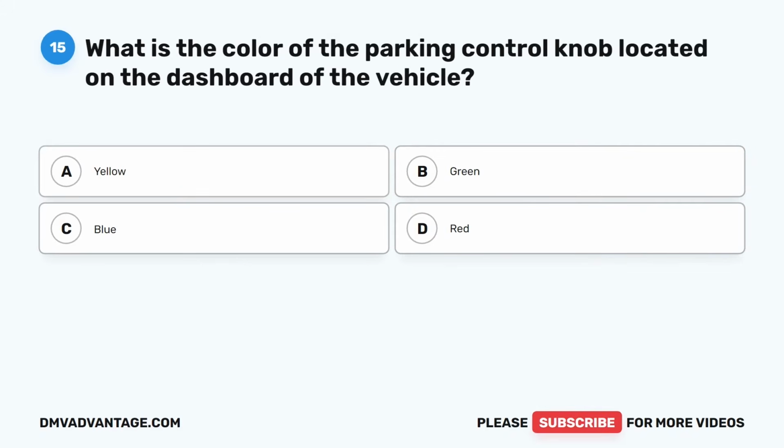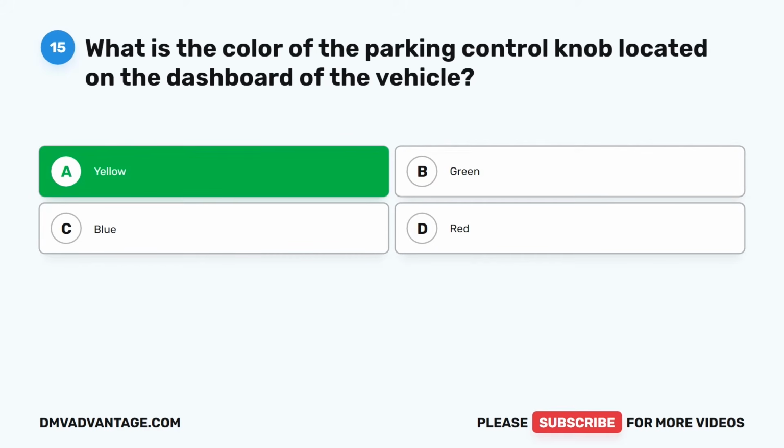Question 15. What is the color of the parking control knob located on the dashboard of the vehicle? A. Yellow. B. Green. C. Blue. D. Red. The correct answer is A.